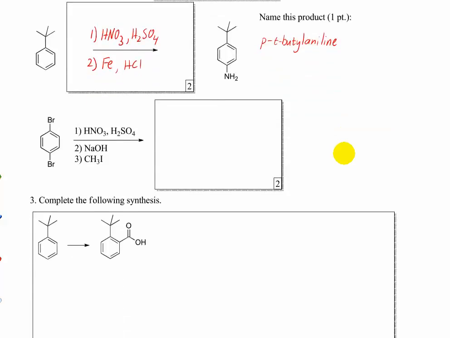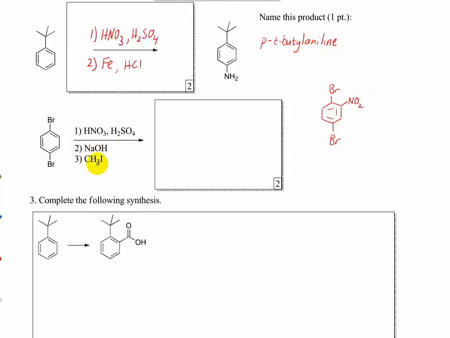And then this was probably the trickiest of the bunch. The first step, you nitrate. So let's draw that intermediate here. Okay. Now all those positions are the same, so the nitration is not directed to any particular place. Now is where it becomes important.